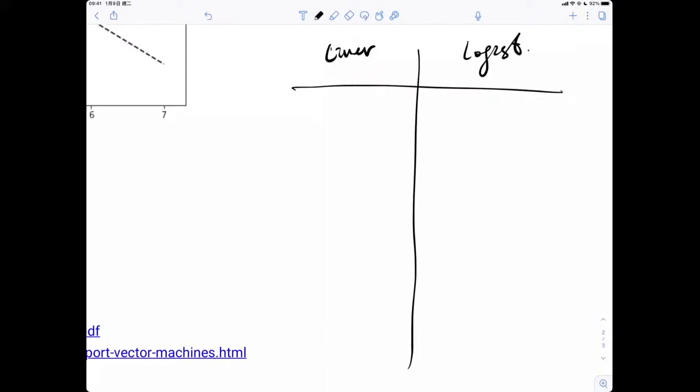Usually we draw a linear regression like this. We visually believe we can use a line to represent the relationship between the features, which is big X, and Y. And this Y is a numeric target.